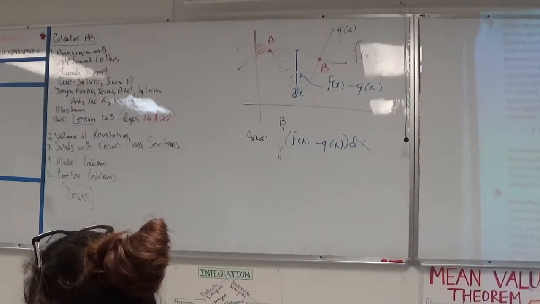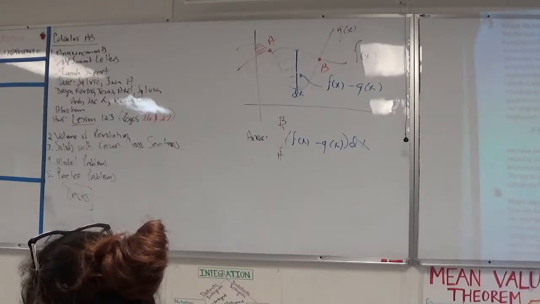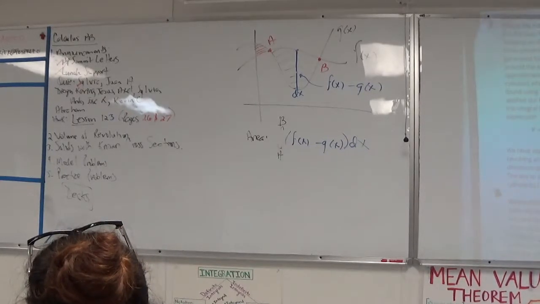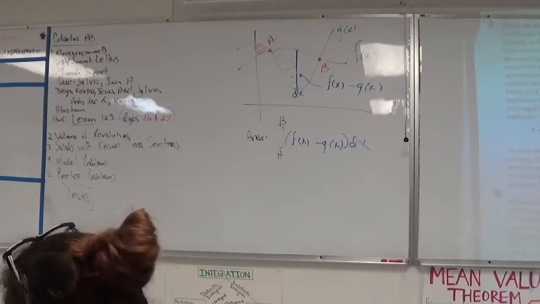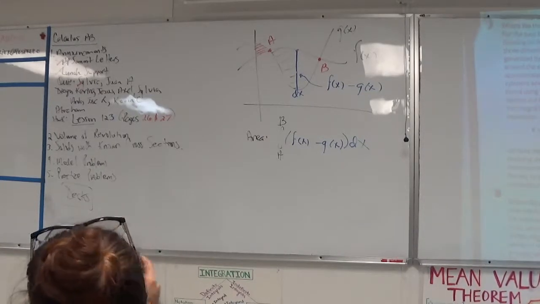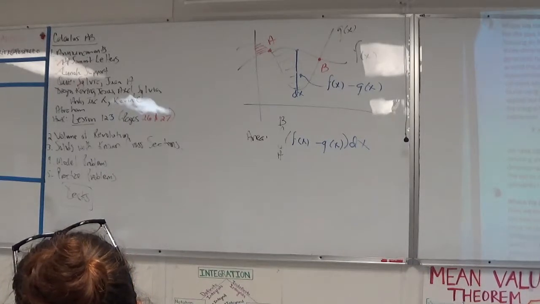Adam. You just add g of x. You do 0 to A, then add A to B, g of x minus f of x. And then boom, you get it.